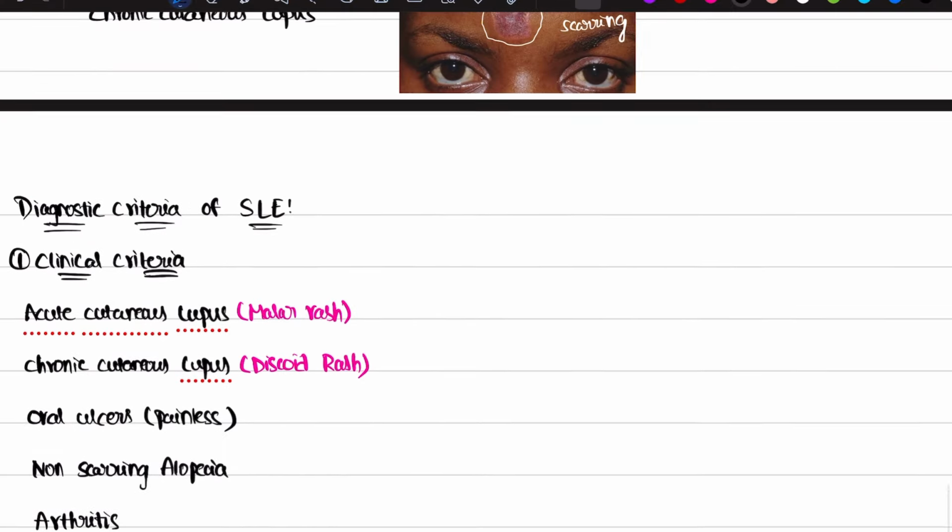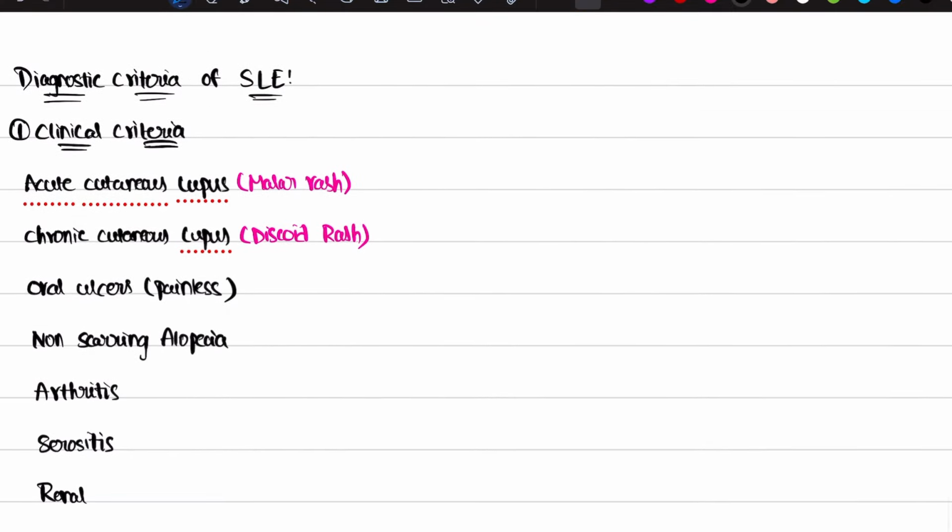So these all come under clinical criteria. Let's recall one more criteria, the immunological criteria. In immunological criteria, we have antibody names. We are just going to recall this a third time.